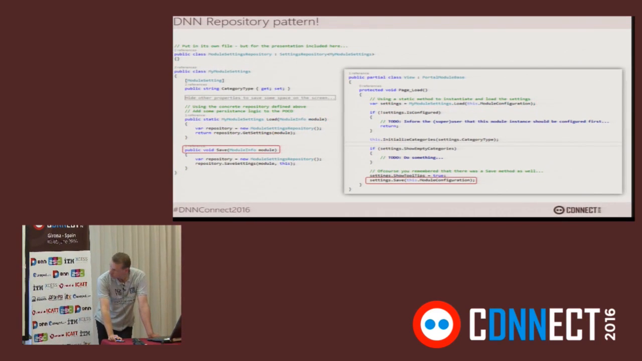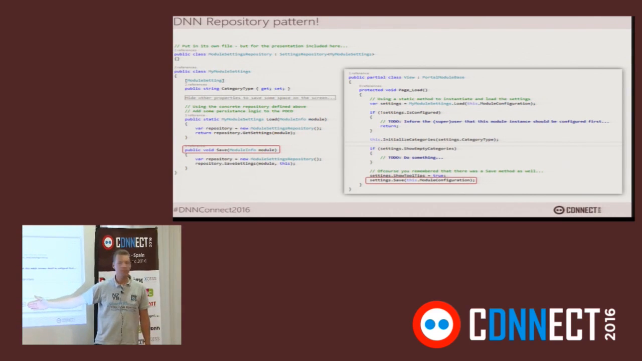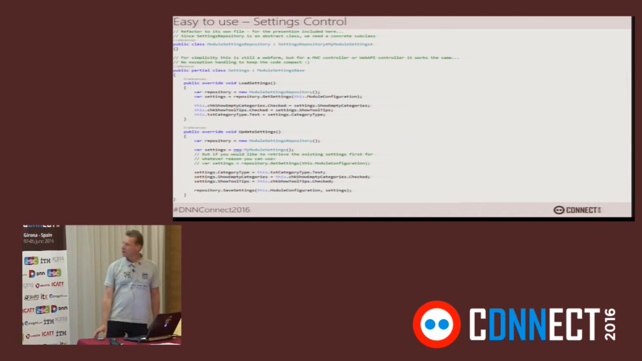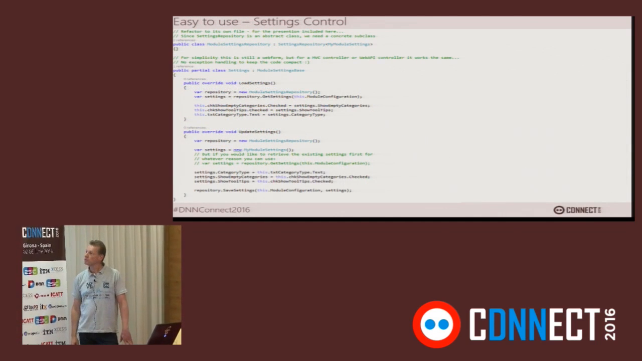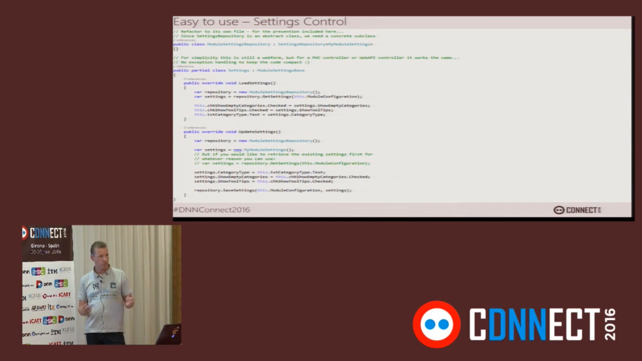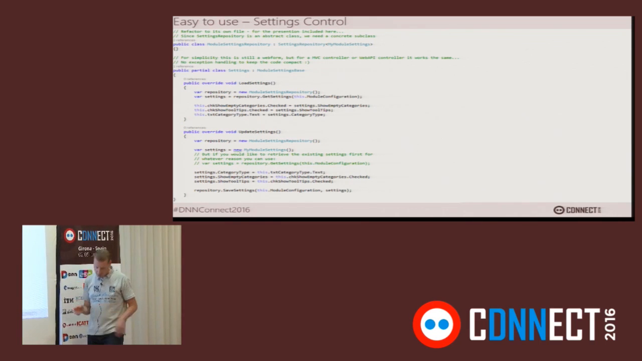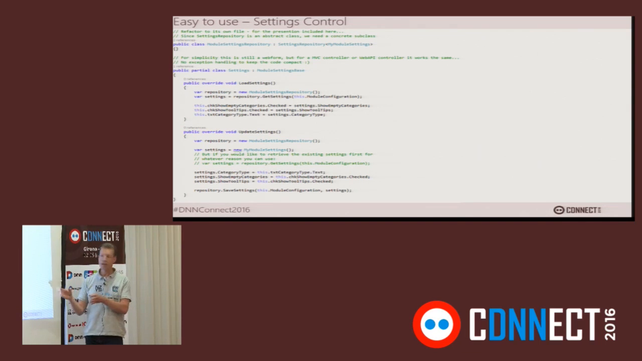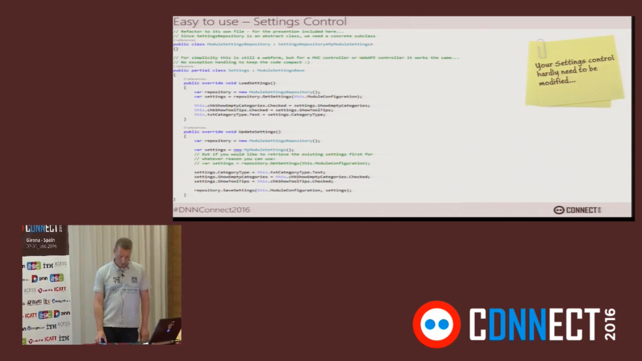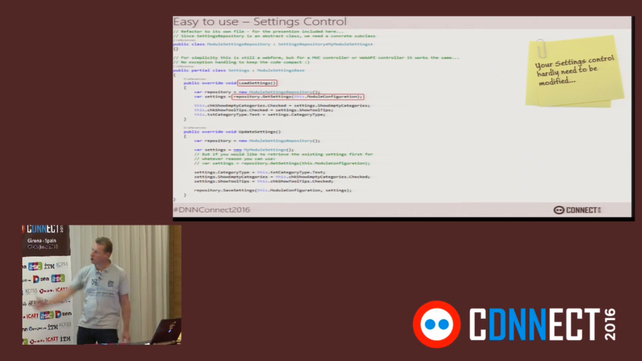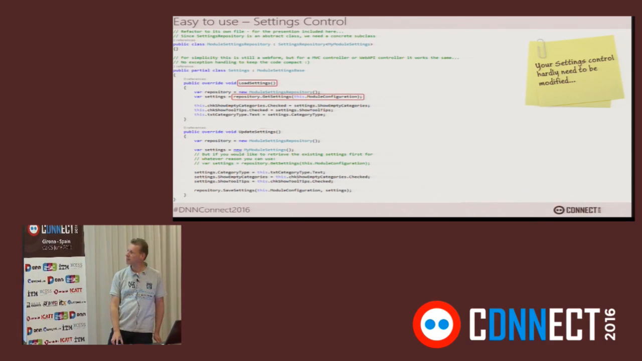For sake of simplicity, I've made this a call to the save in a page load. It's not very common, but you can. What's more common is usage of the settings control. Again, it should be easy to use for you as a developer, so we didn't want you to do all this fancy stuff in the settings control. Basically, all you need to do is instantiate a repository and just use the methods you have to override by this portal settings base class. You have to overload the load settings, which basically gets the settings, and you have to overload the update settings.